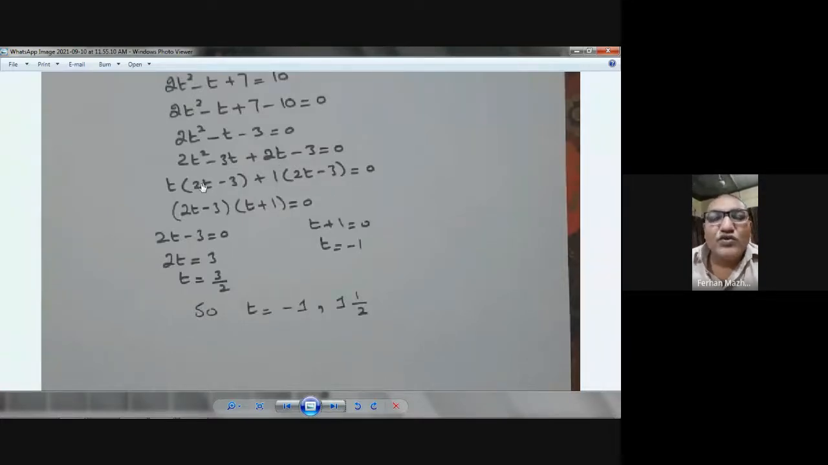So I can take 2t minus 3 bracket common. From here you will have t, from here you will have plus 1 equal to 0. So it will be 2t minus 3 equals to 0. 2t equals to this minus go to the other side, it becomes positive 3. This 2 will go and divide there. This t plus 1 equals 0, t will be equals to minus 1. So you have the two values of t. One is minus 1, the other one is 3 by 2, which means 1 whole 1 by 2. So that was question number 8.